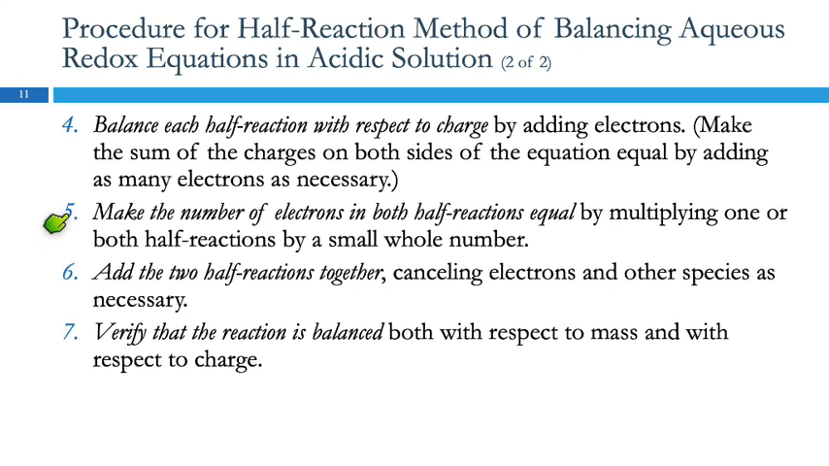Then we need to make the number of electrons in both half reactions equal. What we want to happen is when we add these two half reactions together, the electrons cancel out, they disappear. They are being transferred, but it's happening sort of behind the scenes. It doesn't show up in the overall equation. Well, the way we can do this is by multiplying one or both half reactions by a small whole number so that we get the same number of electrons in each. We add the half reactions together. The electrons should cancel out because that's how the process is designed.